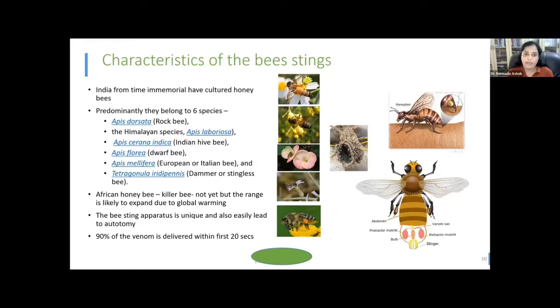When you take up India, from time immemorial, we have cultured honeybees, and we are known for our very tasty honeys. These honeys are cultured from predominantly 6 species: Apis dorsata, the rock bee; the Himalayan species Apis laboriosa; the Indian hive bee; the dwarf bee, which is predominantly found in our areas; the European or Italian bee; and then we have the Pteranodonala, which is a stingless bee that doesn't have any stings.